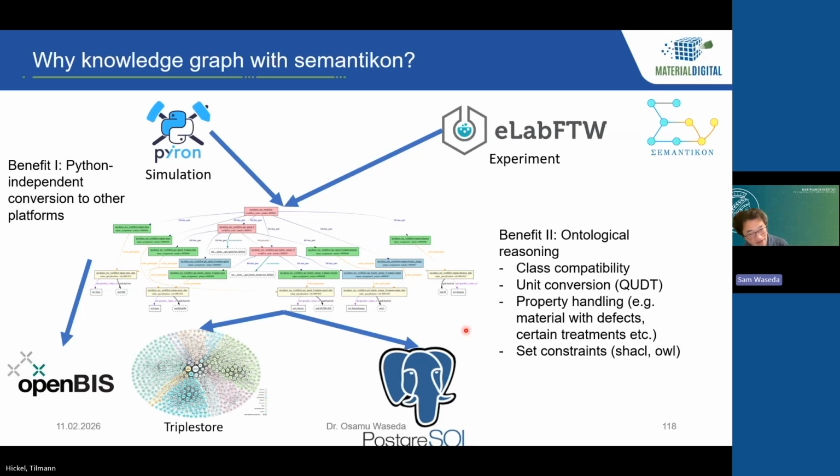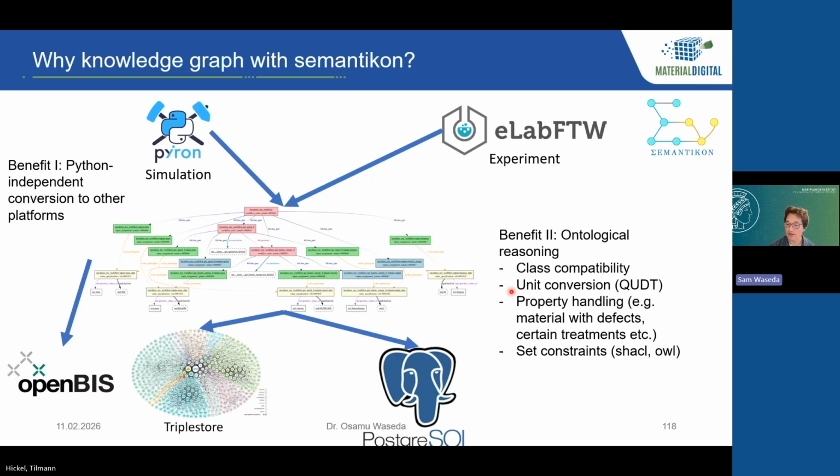But another benefit is that you can also do ontological reasoning, such as checking if the class is compatible. Okay, this is something that you could also do with Python, but you could also do unit conversion, right? Or you can at least check the unit compatibility. If you have a step which is in angstrom and then you want to do the next step in nanometer or so, QUDT is again another ontology. It gives you the conversion factor in order for you to make sure that the conversion takes place properly.